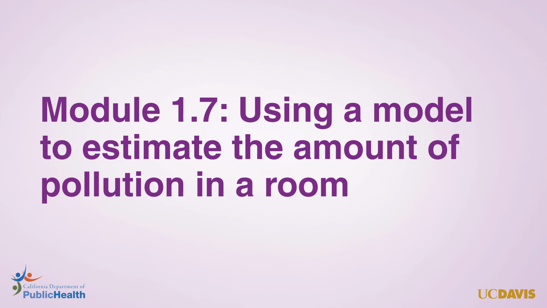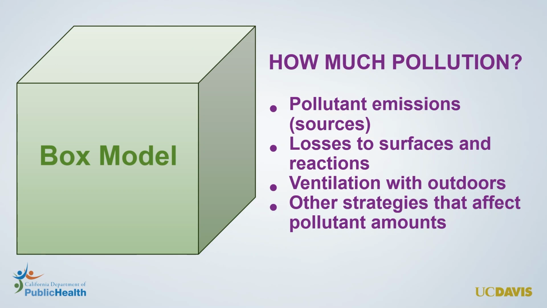To understand the impacts of indoor air pollution on the people inside a room or building, we need to know the concentration of the pollutants in that space and how they change with time and activity. We can do this by making a mathematical model of the room that includes the pollutant emissions, losses to surfaces and reactions, ventilation with the outdoors, and any other strategies that are used to reduce pollutant amounts. One such very common and very useful model is what's known as a box model.